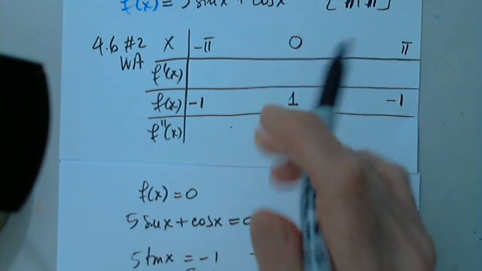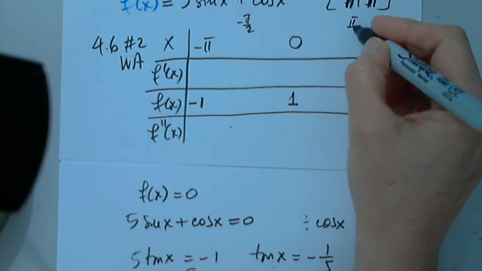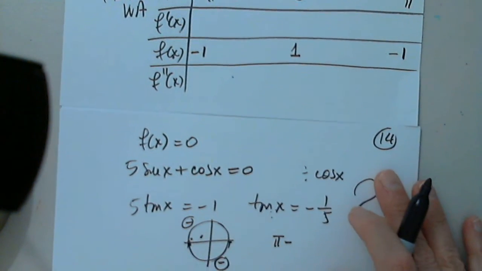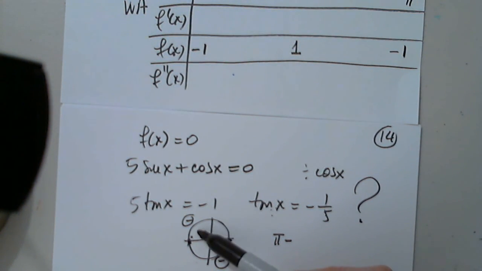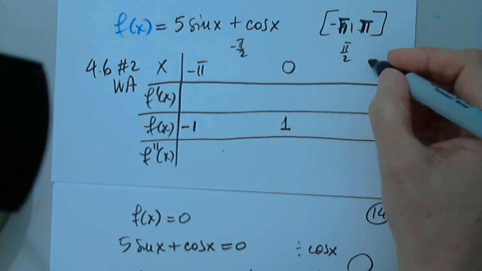I need to know where to put it in, because I have negative pi, I have negative pi over 2, and I have pi over 2. So from negative pi to pi. So this is an angle in the second quadrant, and it's 11 degrees. Its reference angle is 11. So it will be close to pi.